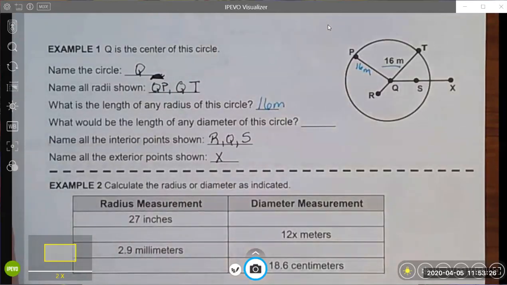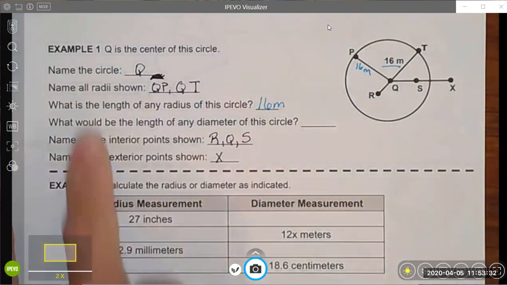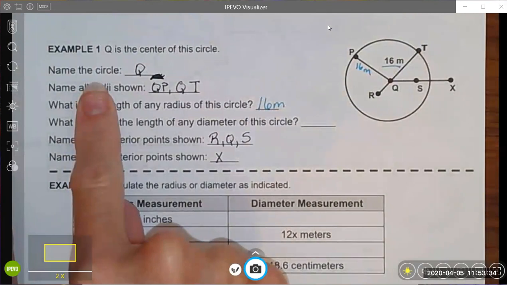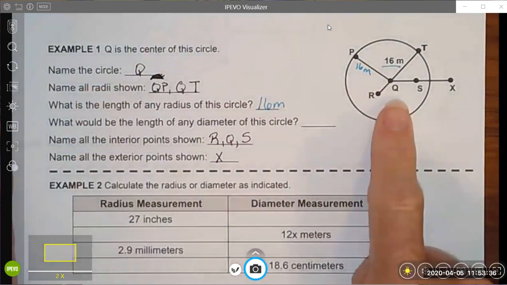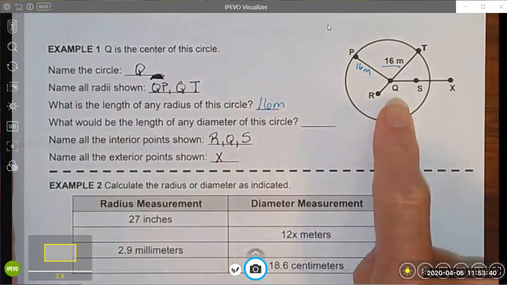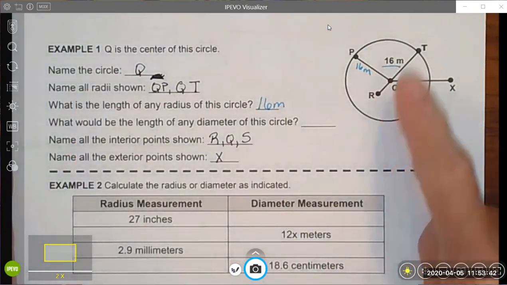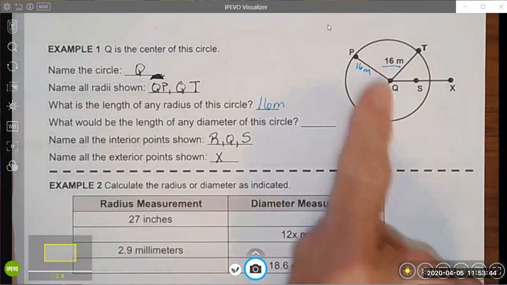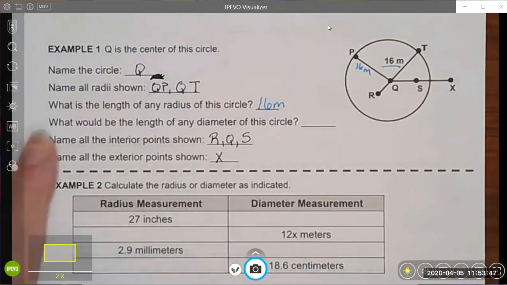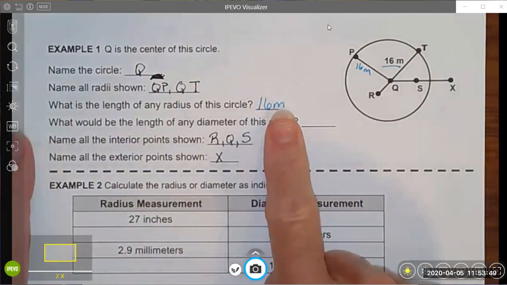If we look at a particular example of a circle, and if we remember the learning that we had in Unit 9, then we recognize that the name of this circle is Q. We name our circles by their center point. The radius in this circle could be QT. There's also another radius, QR. And we know that all radii of a circle will have the same measure, in this case, 16 meters.